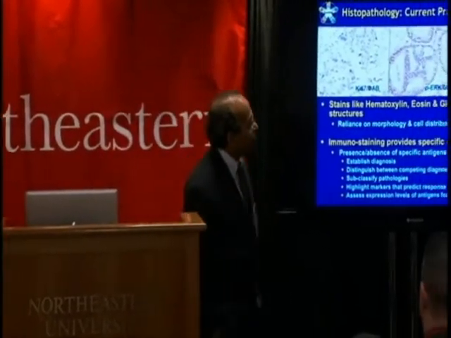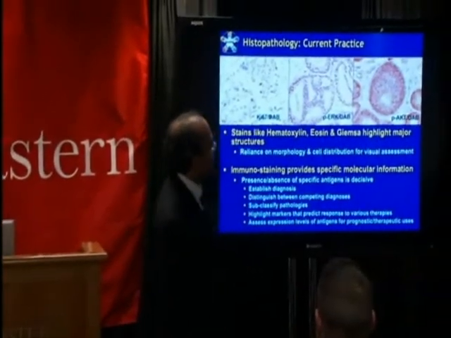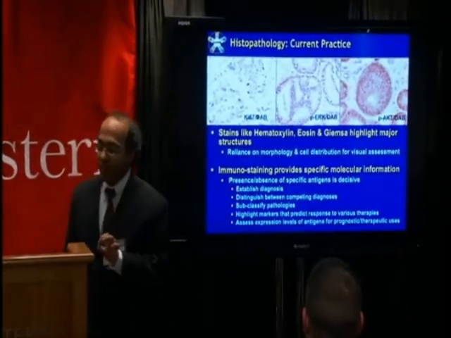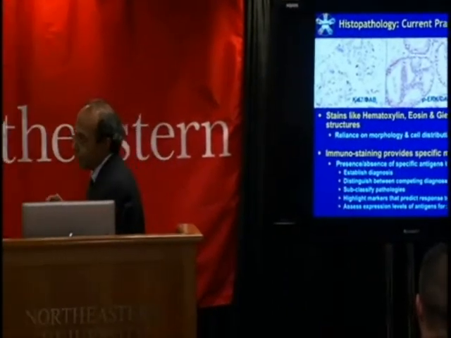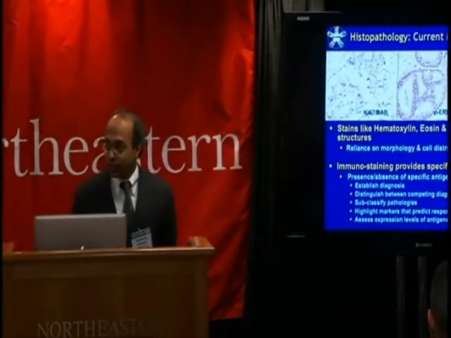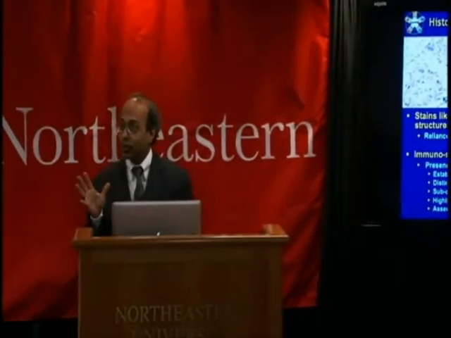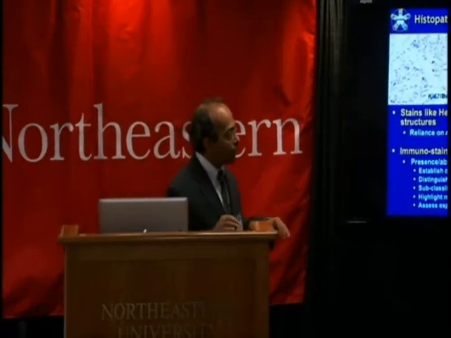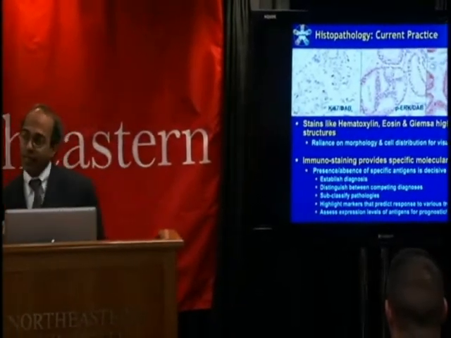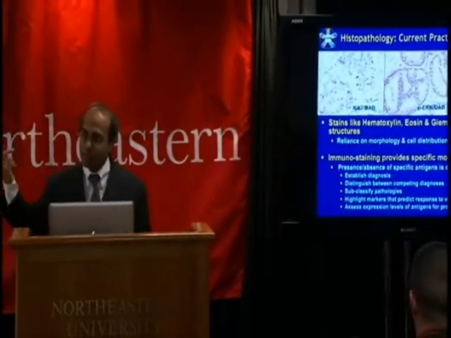So phospho-ERK and phospho-AKT are the signaling molecules that are involved in breast cancer. So the presence or absence of these molecular markers is decisive. It tells us that there's a certain gene that's either overactive or underactive, or something or the other. And it can establish diagnosis. It can distinguish between competing diagnoses that look almost the same if you just look at morphology, right? So you can subclassify the pathologies, and you can highlight markers that can sometimes predict response to therapies, right?